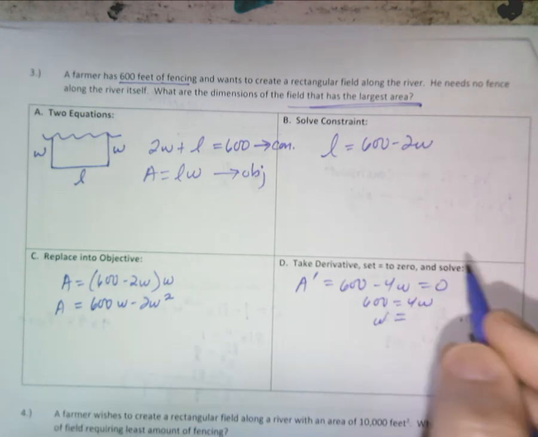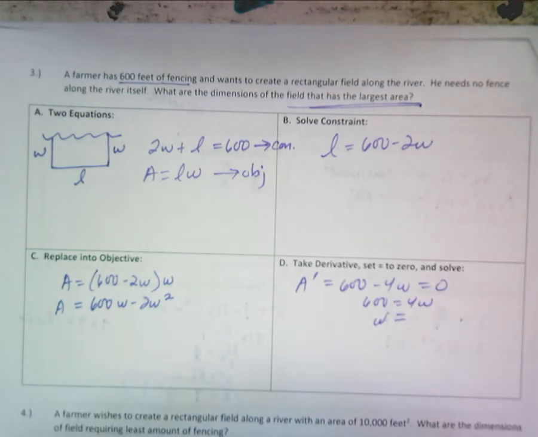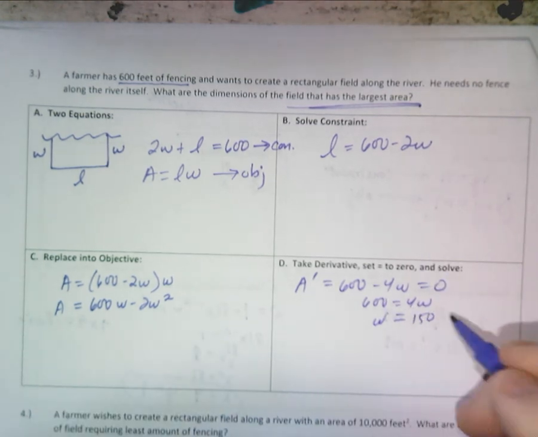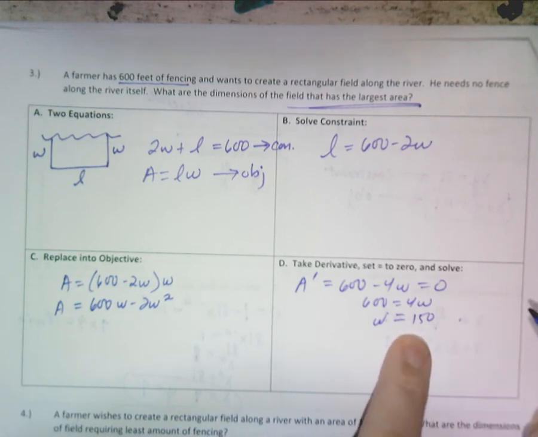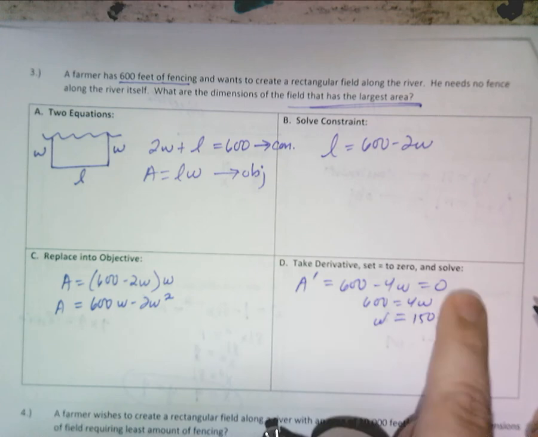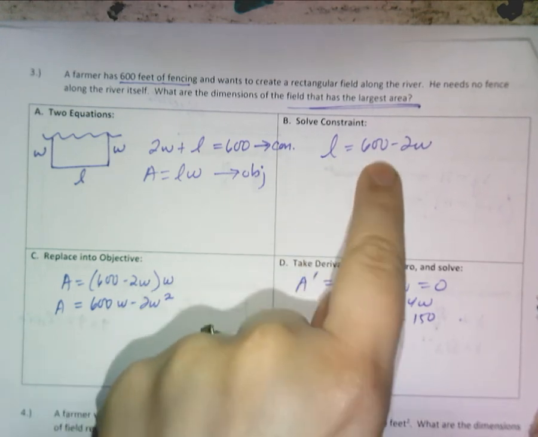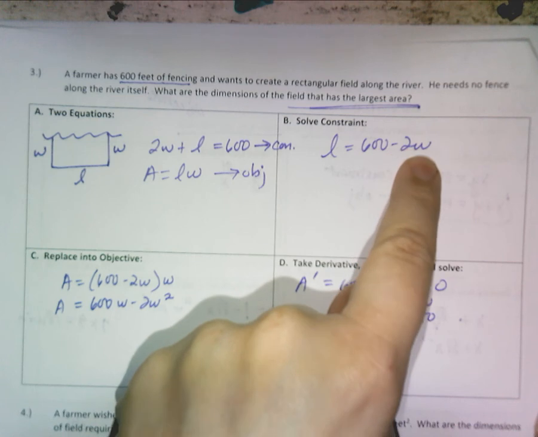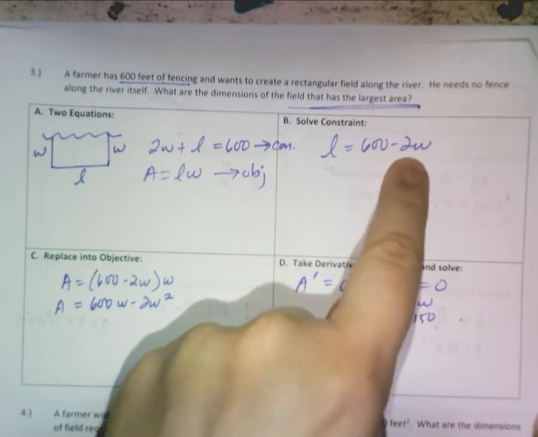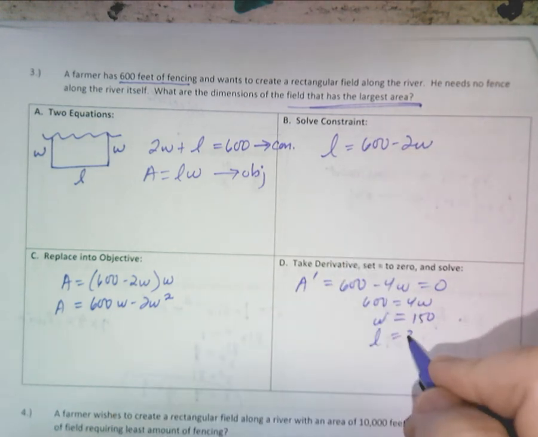I can't remember. Is that 150-ish? Okay, thank you. So the width would be 150. How do I find the length? You plug this back into right above it. Look, L equals 600 minus 2 whatever times W is. I just found W. 2 times 150 is 300. 600 minus 300 is 300. The length would be 300.